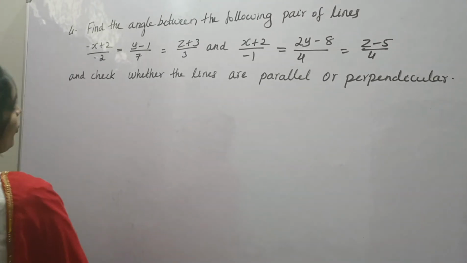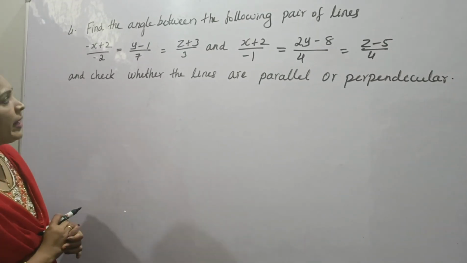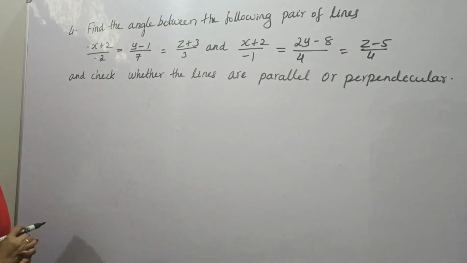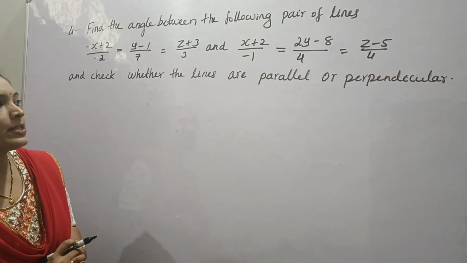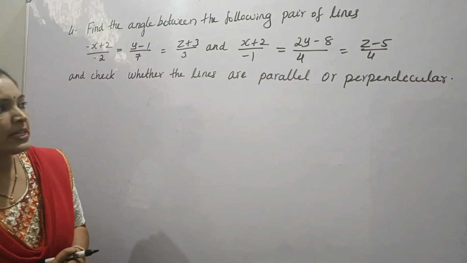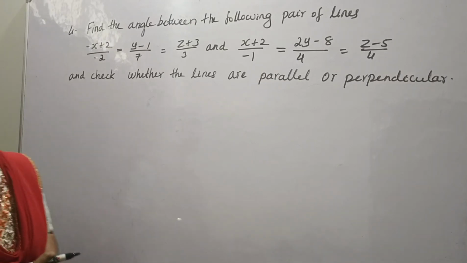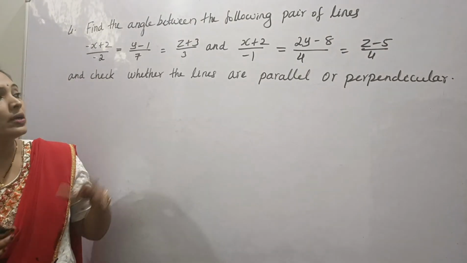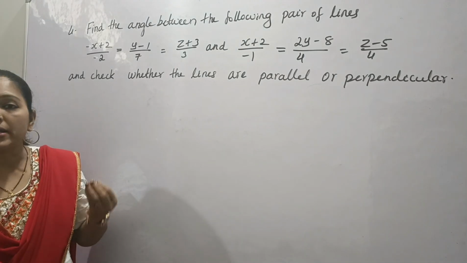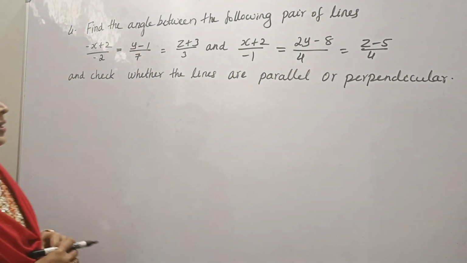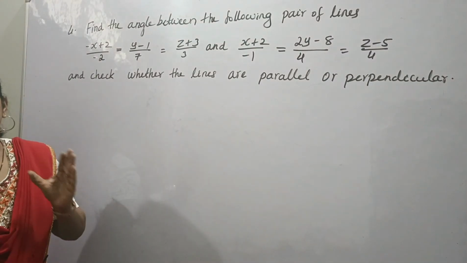Find the angle between the following pair of lines. Minus x plus 2 divided by minus 2 is equal to y minus 1 divided by 7 is equal to z plus 3 divided by 3, and x plus 2 divided by minus 1 is equal to 2y minus 8 divided by 4 is equal to z minus 5 divided by 4. And check whether the lines are parallel or perpendicular. Okay. So here equations of two lines are given. That is these equations are in Cartesian form. Okay. So here don't forget to check whether given equations are in standard form.